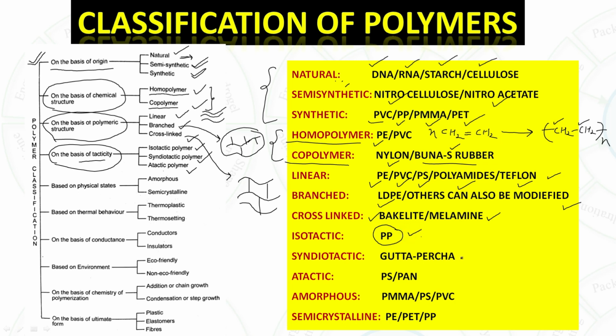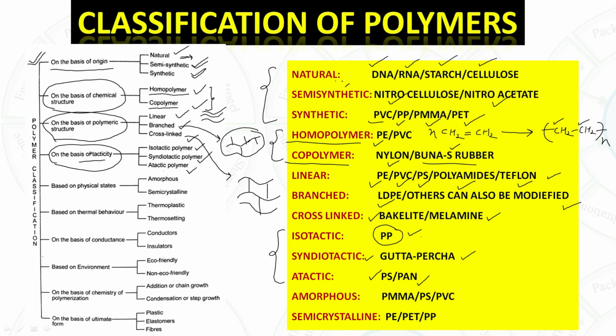And gutta percha, a kind of rubber, right? It is your syndiotactic polymer. And your polystyrene and PAN. PAN is polyacrylonitrile. This is your atactic polymer, right? So these are the examples of isotactic, syndiotactic and atactic polymers, and the details of this I have already explained in my earlier lecture, right?